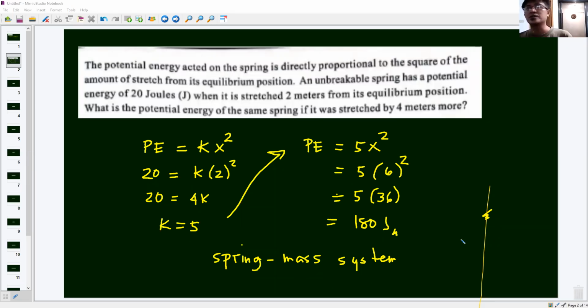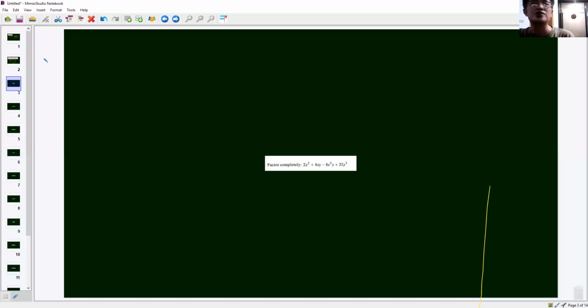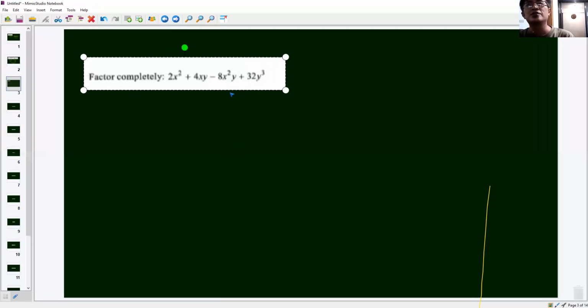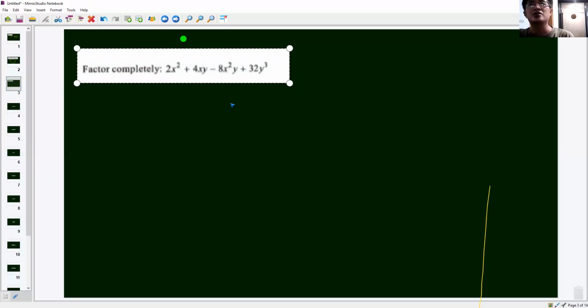Any spring mass system is governed by Hooke's law. Basically, Hooke's law says the potential energy is directly proportional to the amount of stretch. So anyway, just extra knowledge, trivia. So next, number 3. Another factoring problem. This can be done in less than a minute or exactly a minute. Go guys.